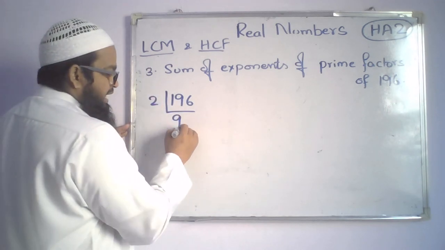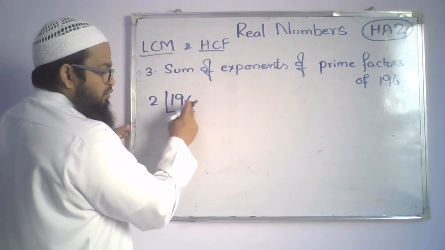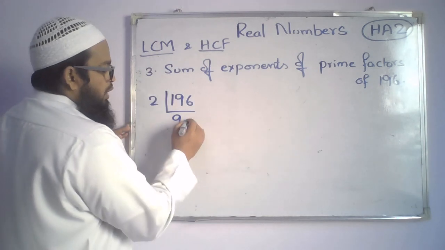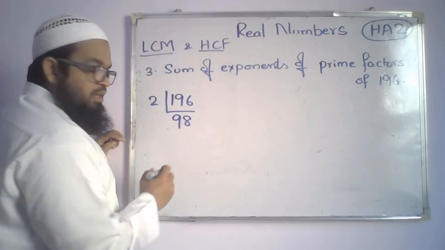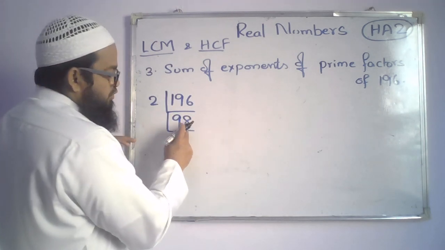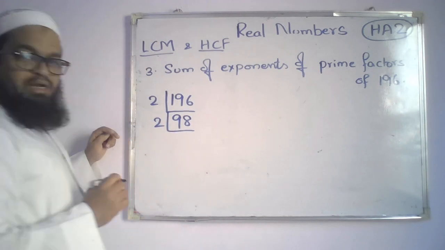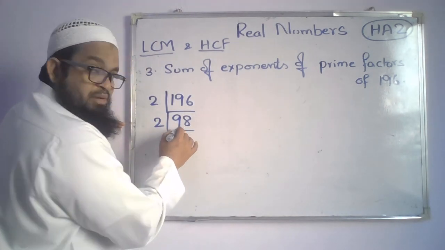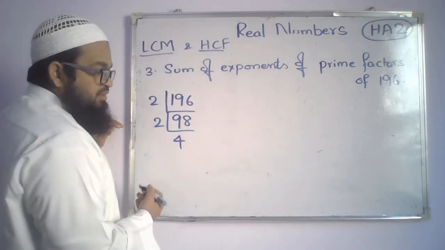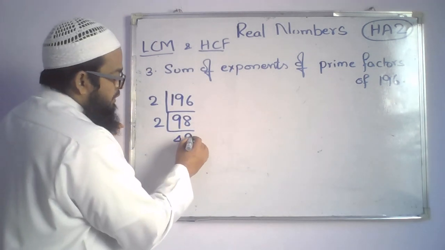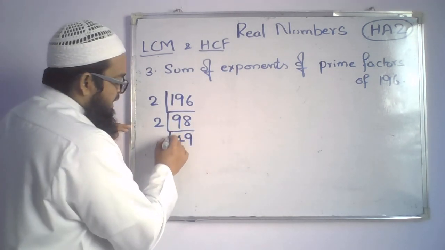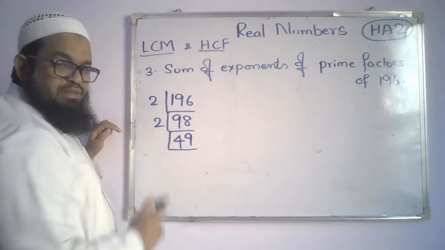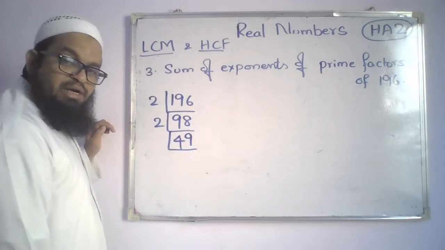2 nines are 18 and 1 is the remainder. 1 and 6, it is 16. 2 eights are 16. Understood? In the same way, since it ends with 8, we can divide by 2. 2 fours are 8. 9 minus 8 is 1, and 1 and 8 becomes 18. 2 nines are 18. Now 49 ends with 9, so it is not divisible by 2.